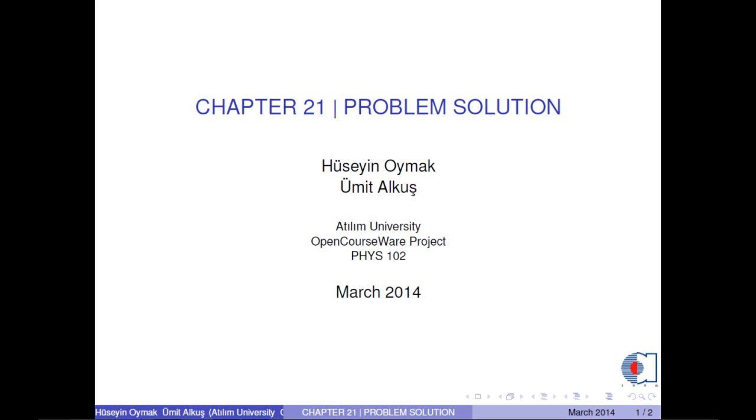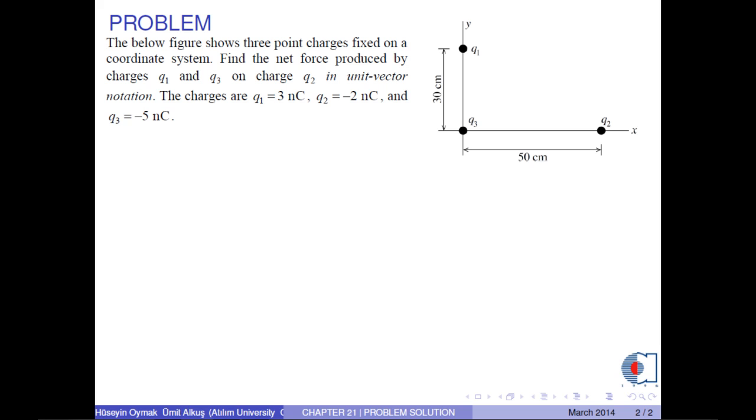In this video, we will solve one problem from chapter 21. The below figure shows 3-point charges fixed on a coordinate system. Find the net force produced by charges Q1 and Q3 on charge Q2 in unit vector notation. The charges are Q1 equals 3 nanocoulombs, Q2 equals negative 2 nanocoulombs, and Q3 equals negative 5 nanocoulombs.